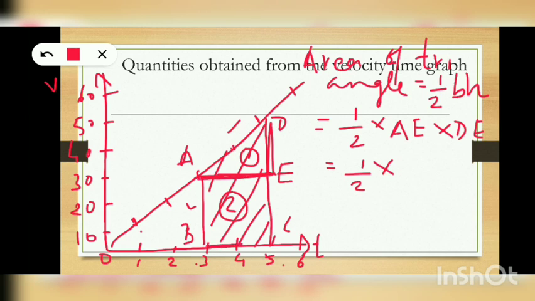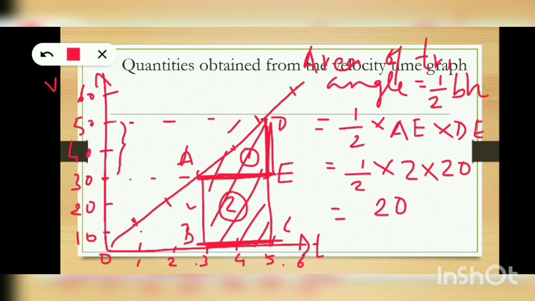Equal to half into, and what is AE? AE is equal to BC, and what is BC? BC is the time interval, 5 minus 3, that is 2, into DE. What is DE? DE is equal to the difference between these two values, that means 50 minus 30, that is 20. So you will get the area of the triangle AED as 20.